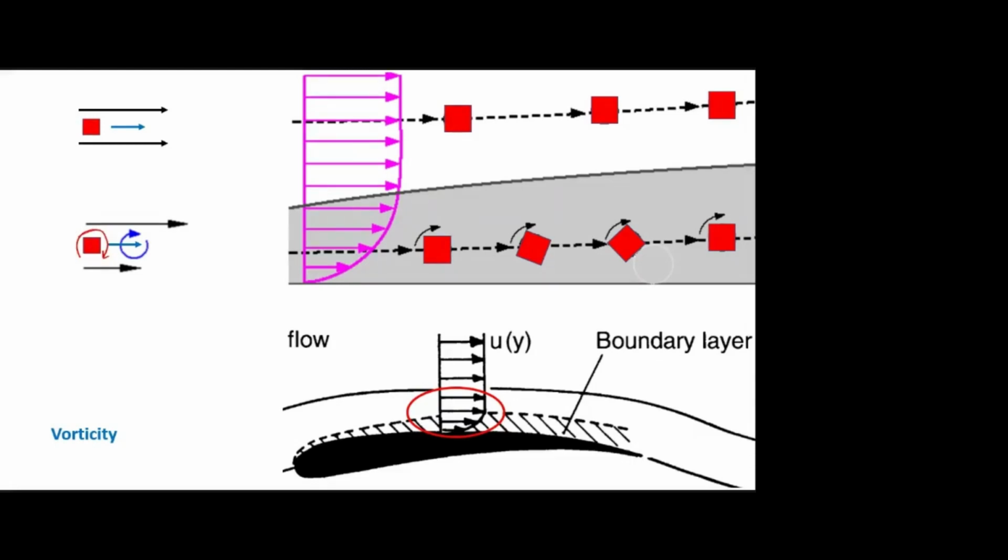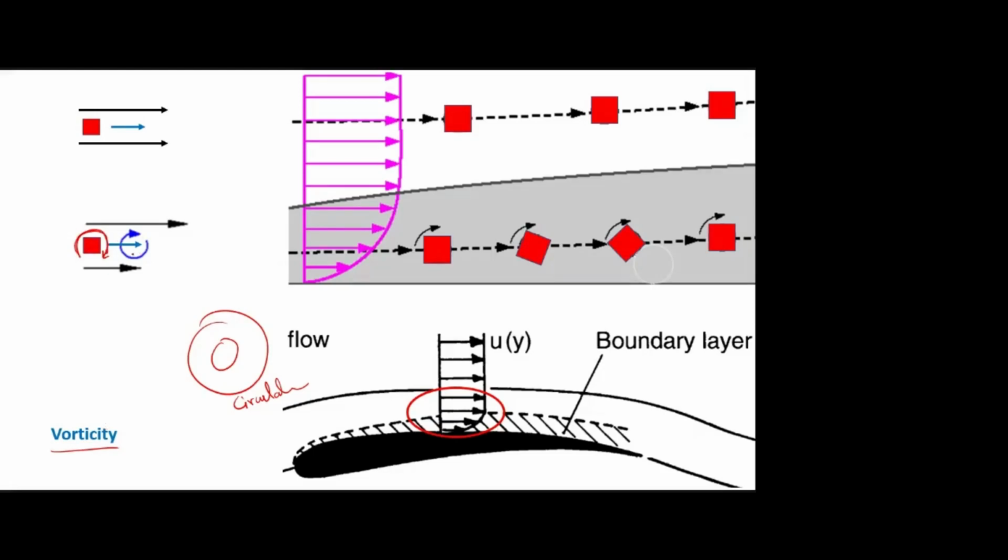Strength of the vortex, sir. Strength of the vortex. Okay, that is circulation. Good try. Yes. So the strength of this rotating fluid element is called vorticity. Strength of the vortex is called circulation. You are correct. But strength of this rotating fluid element is the vorticity.